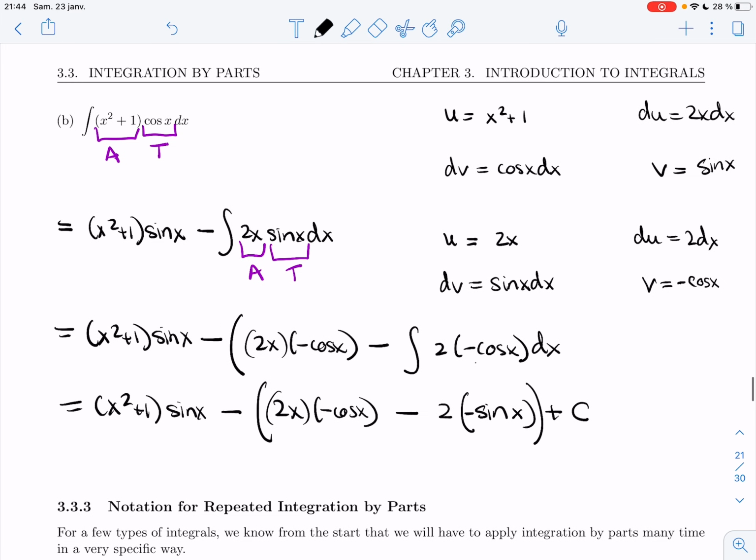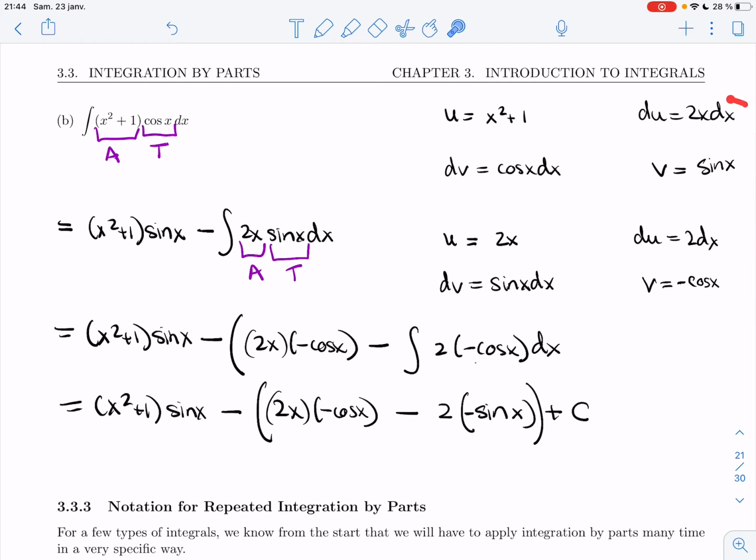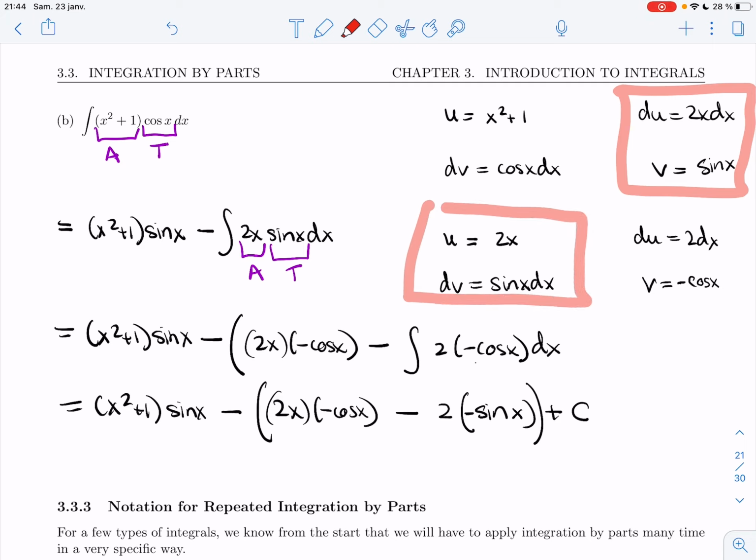All right, so one thing that we'll talk about in the next video is whenever you have to apply integration by parts more than once, like this, something interesting happens. If you look at this column here, so let me highlight it, and if you look at this column, it's exactly the same. And so what we'll learn in the next video is there's a way of skipping this step altogether.